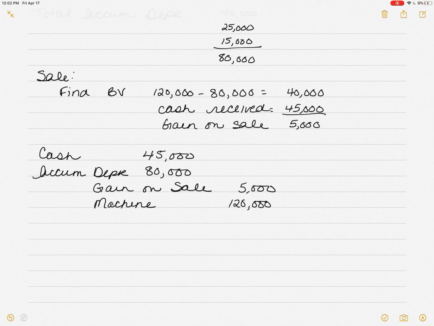So I make sure my debits equal my credits. They do, which means I probably did it right, and then we can move on.